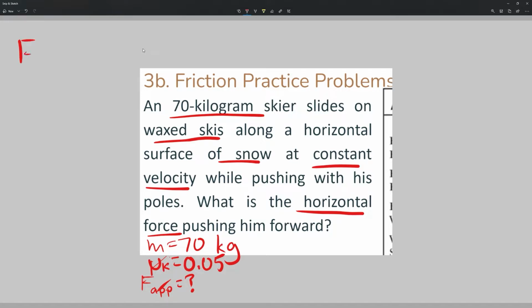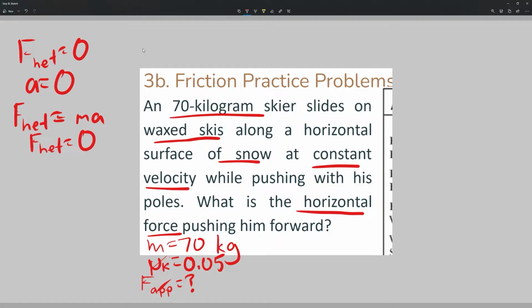If you're moving at a constant velocity, your acceleration is 0. F net is equal to ma, Newton's second law of motion. If your acceleration is 0, then mass times 0 gives you 0, and so your F net is 0. That's your net force.